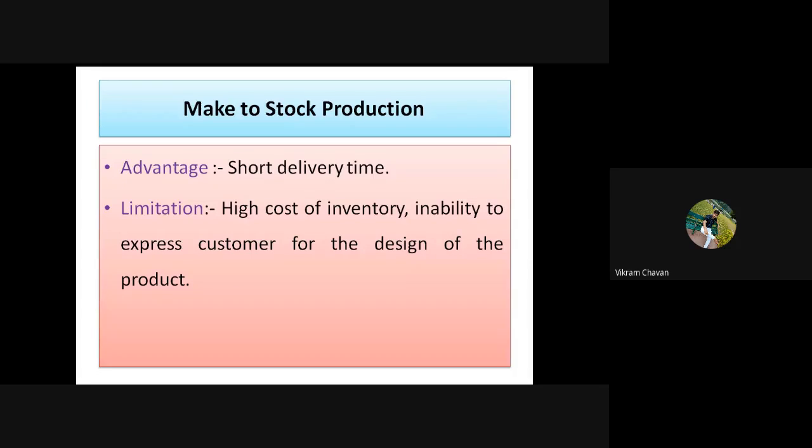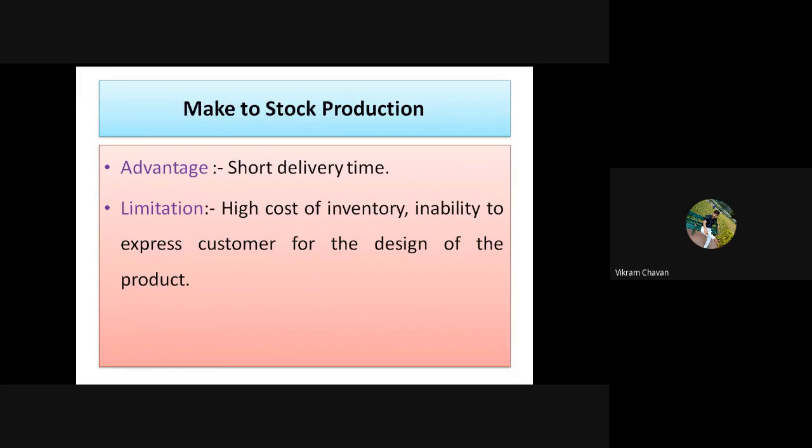Then there are some limitations for this particular type of production. The limitation is the high cost of inventory. In make to stock production, a lot of production we need to stock as per our forecasting of market demand. So we need to stock an ample amount of products as inventory. The company's cost is invested in that production, and we don't know when it will be paid back, and when those products will be sold. So the high cost of inventory is the negative point of this system.